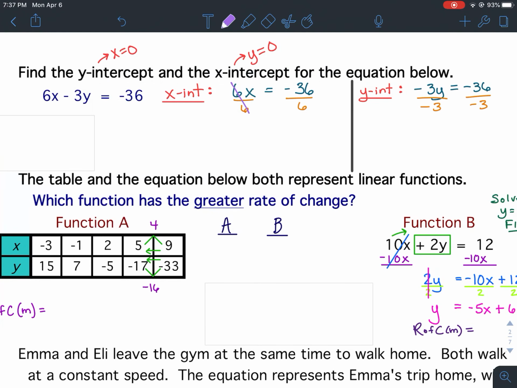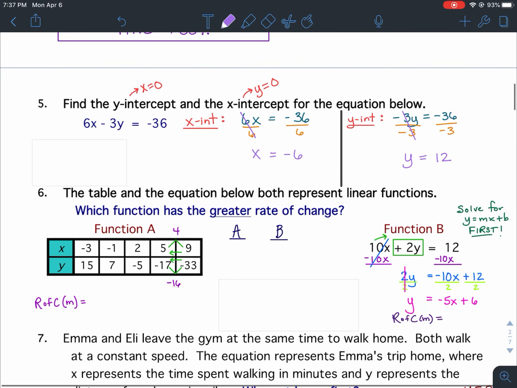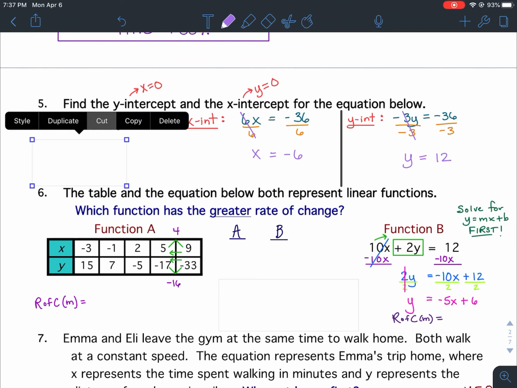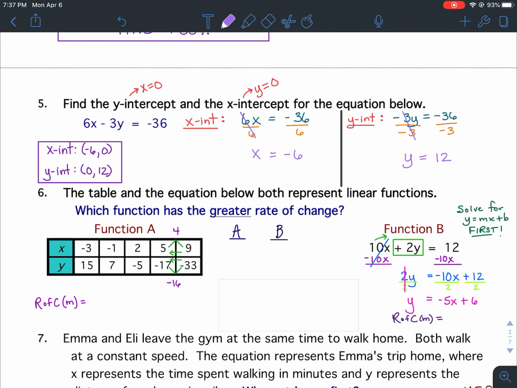So the 6's cancel. -36 divided by 6 is -6. So the x-intercept is -6. So the graph crosses the x-axis at -6. The y-intercept, the -3's would cancel. And -36 divided by -3 is 12. So that means the graph crosses the y-axis at +12. So for our final answer, the x-intercept is (-6, 0), and the y-intercept is (0, 12).